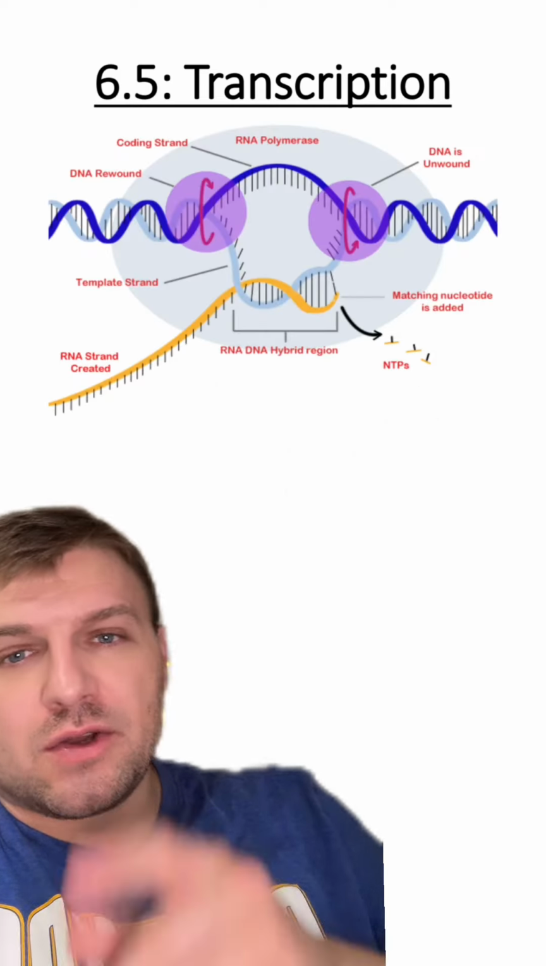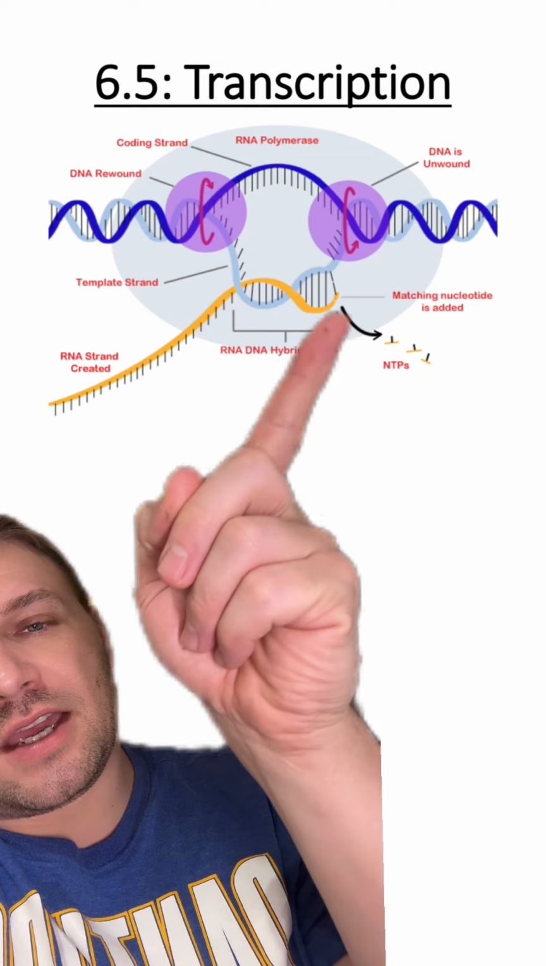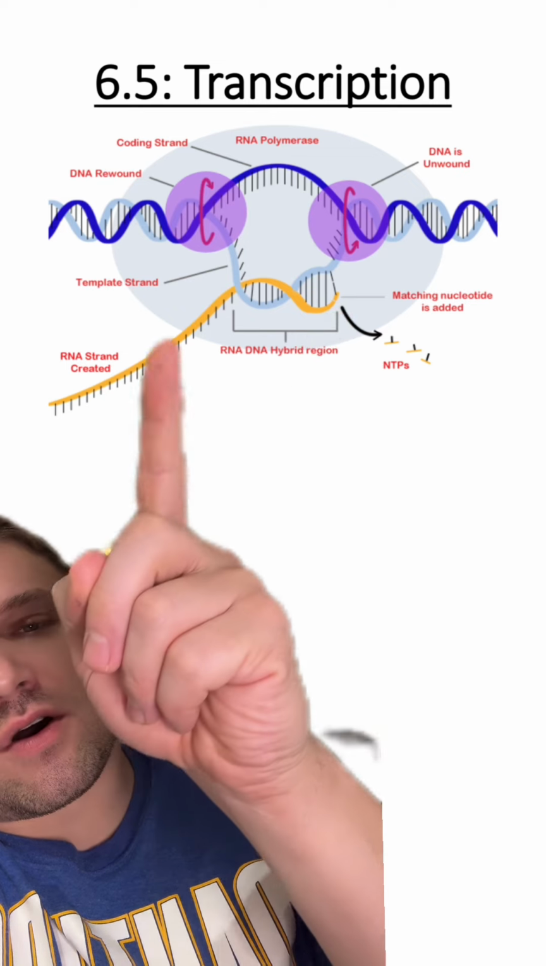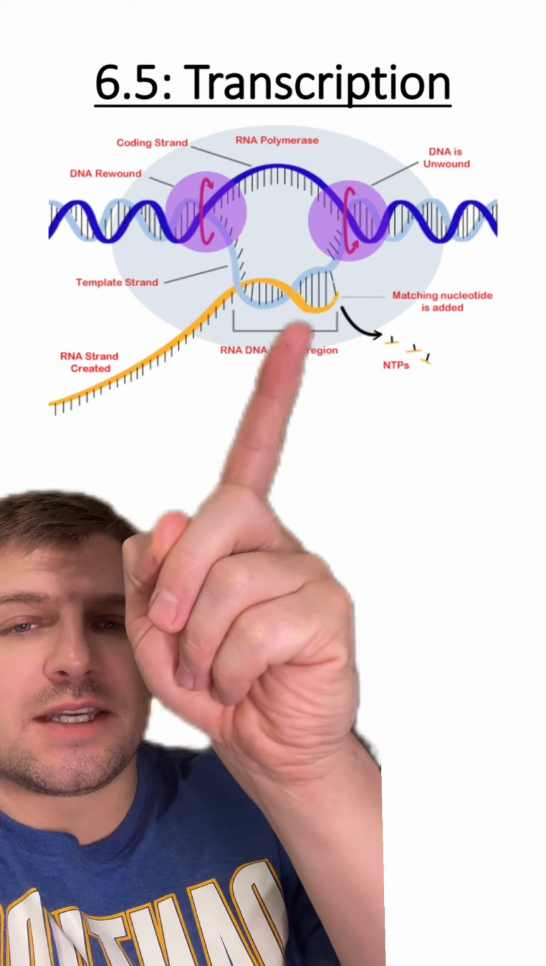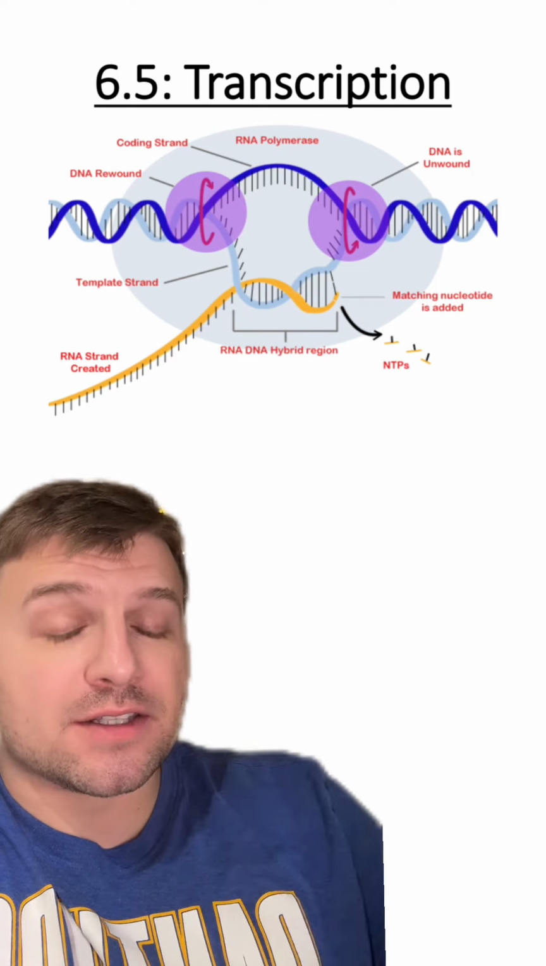Here's another way of looking at it. You can see again, RNA polymerase is going to use the template strand to make a copy of the DNA. Now, this RNA copy is going to be exactly like the coding strand. However, again, it's not going to have thymine, it's going to have uracil.